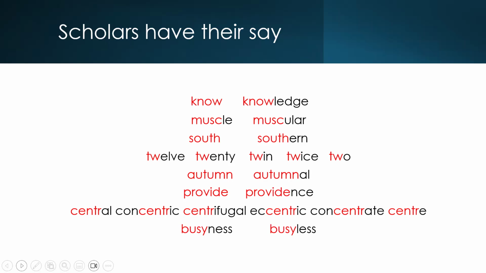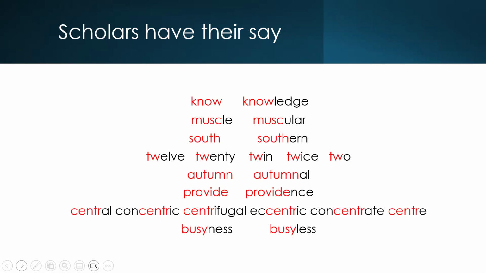In know, OW is pronounced O, but in knowledge, it's an O sound. But I can see the link in meaning in that common spelling of KNOW. Muscle might be a difficult spelling to get your head around, but see how it links to muscular. South, and in southern, the ow turns to an ah, but the spelling stays the same.